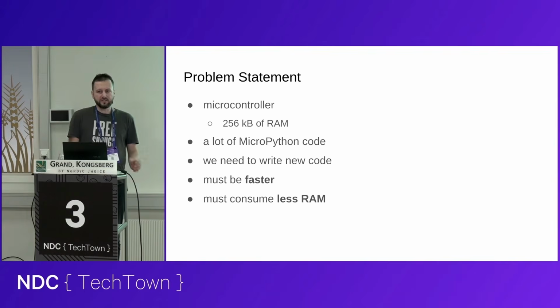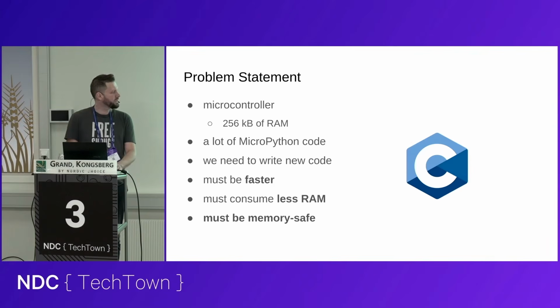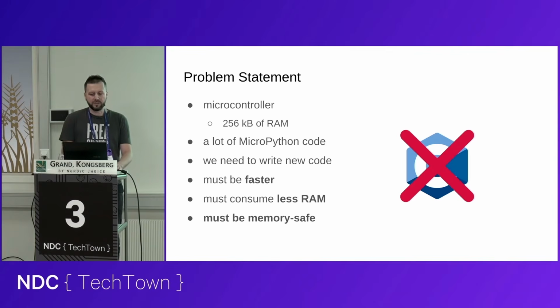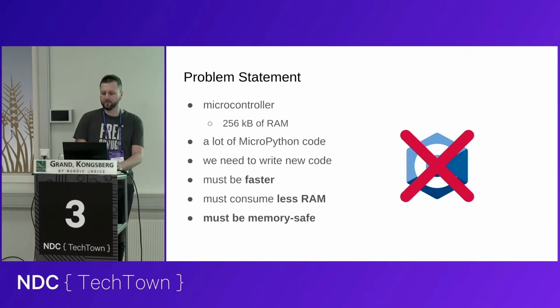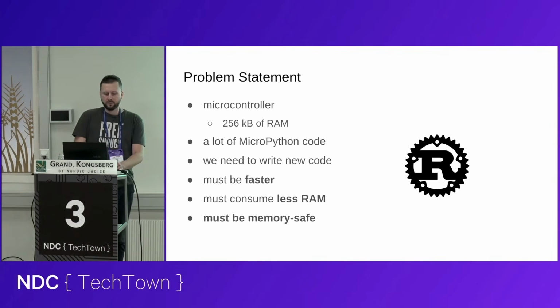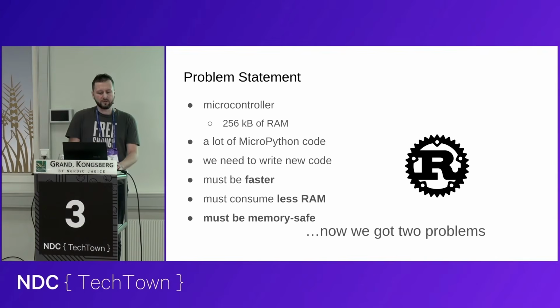Now, there's an easy industry-grade answer to that, which is C, of course. Unfortunately, it must be memory safe as well, so C is out of the question. Remember, we chose MicroPython because the product is security critical, and MicroPython is a memory safe language, hopefully as long as the interpreter is written right. But yeah, it hasn't been a problem so far. So let's go Rust. And now we have 2 problems.